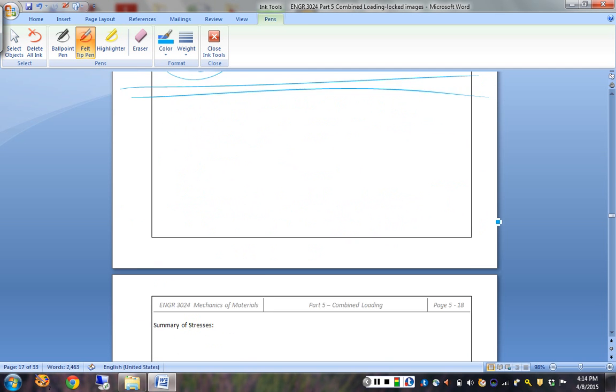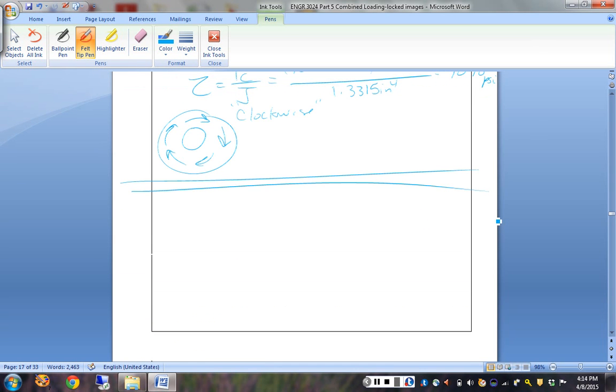It's the linear shear, or we'll call it the transverse shear. It's from the V. How do we get that stress? VQ over IT. So that causes shear stress. We get it from VQ over IT.